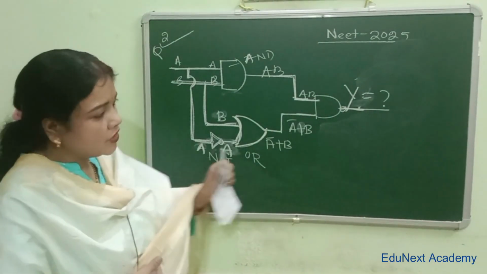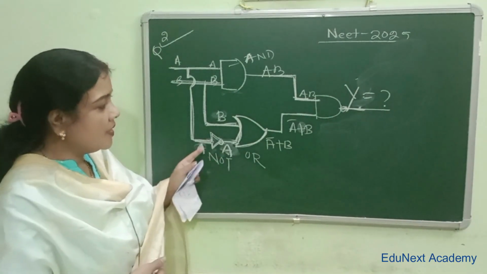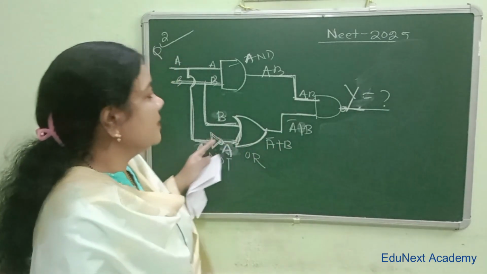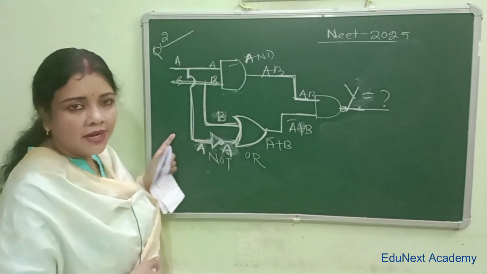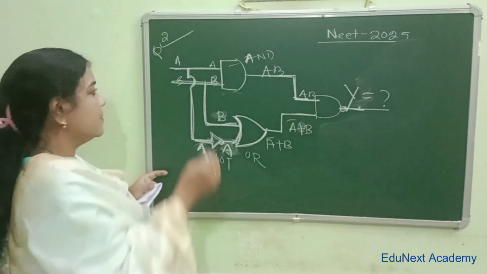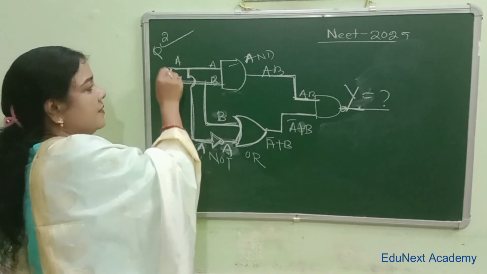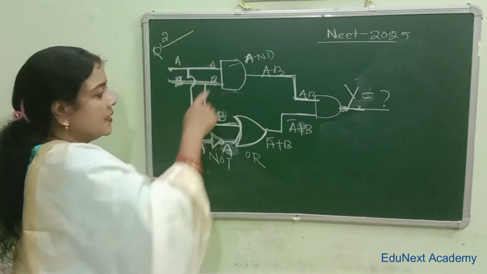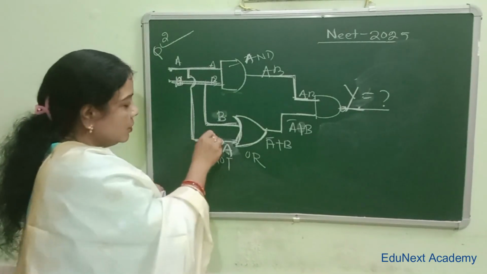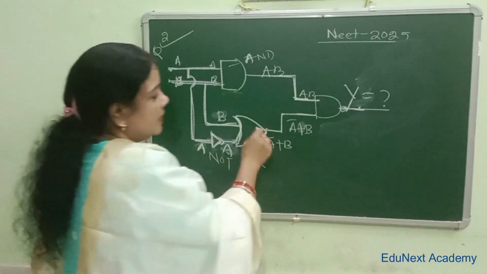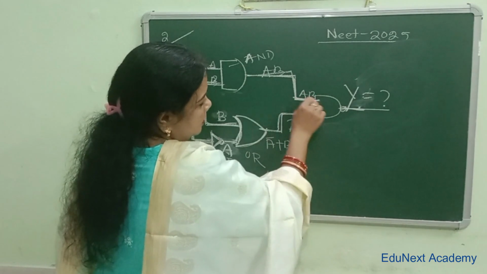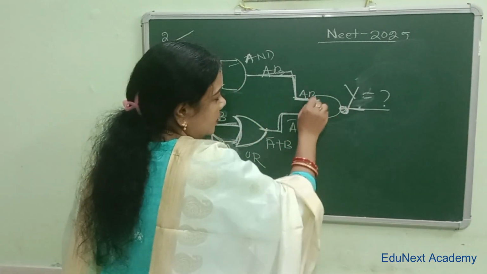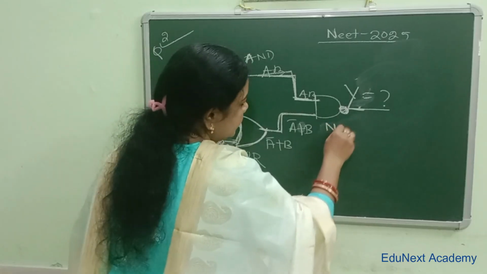Before choosing options, we need to understand how to solve this Boolean expression. That means we go through this combination logic circuit bit by bit. Here 2 inputs are given, A and B. This input is given to the NOR gate and the AND gate. Finally, the output of the AND gate and OR gate is given to the NAND gate. This is the NAND gate.